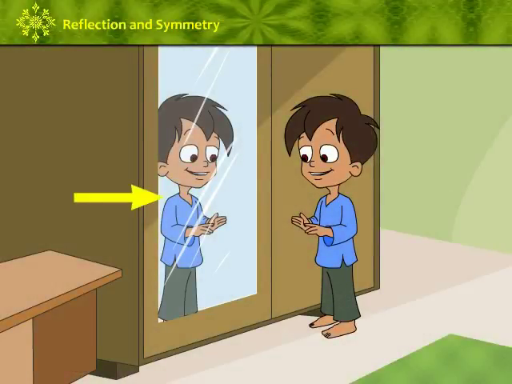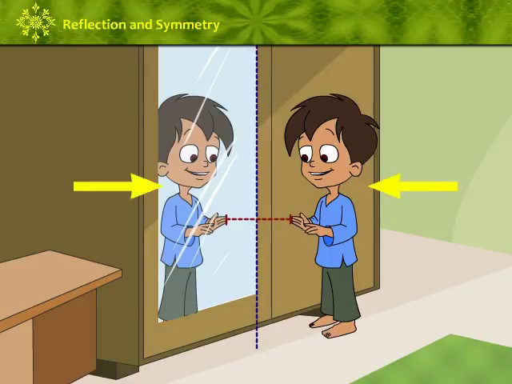We all like to stand in front of the mirror. We all can see our own image in the mirror. But have you noticed one thing? That when you stand in front of the mirror, you and your image are always at the same distance from the surface of a mirror.